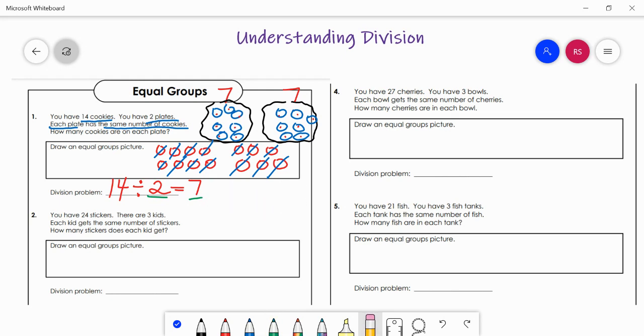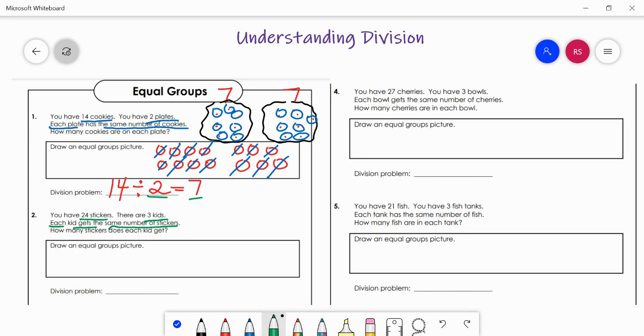Okay, let's take a look at number 2. It says you have 24 stickers. There are 3 kids. Each kid gets the same number of stickers. How many stickers would each kid get? So let's go back in the problem and read it again. You have 24 stickers. I'm underlining. And there are 3 kids that we're going to divide these stickers up between. It tells us that each kid, this is very important, that not one kid's getting more than the other. Each kid is getting the same number of stickers.